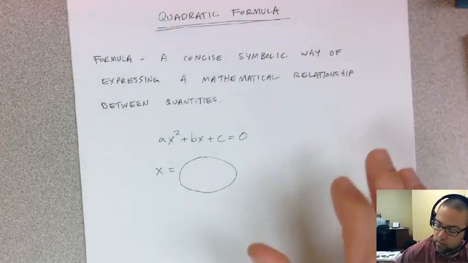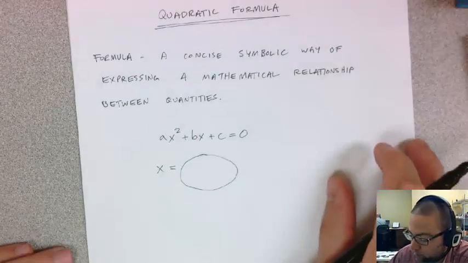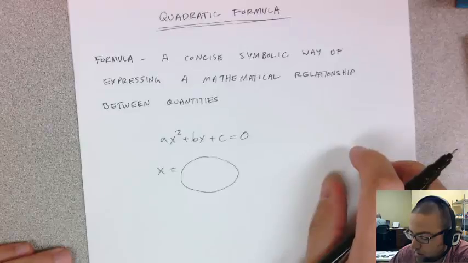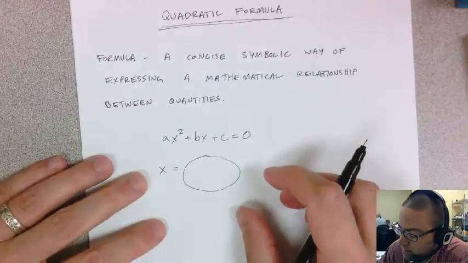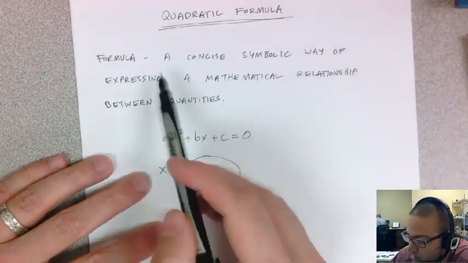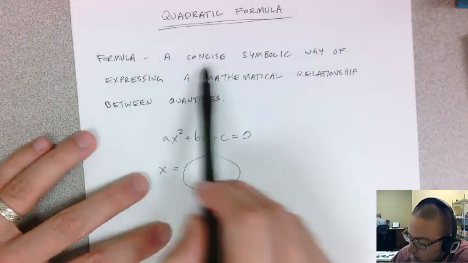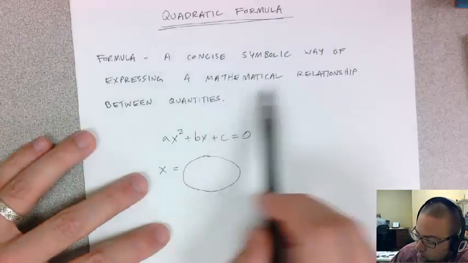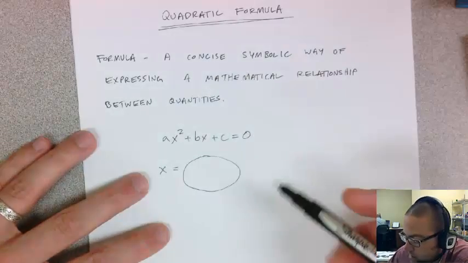Hello everyone, we're going to talk about the quadratic formula. The quadratic formula is a very valuable formula in mathematics, and basically a formula is a concise symbolic way of expressing a mathematical relationship between quantities.